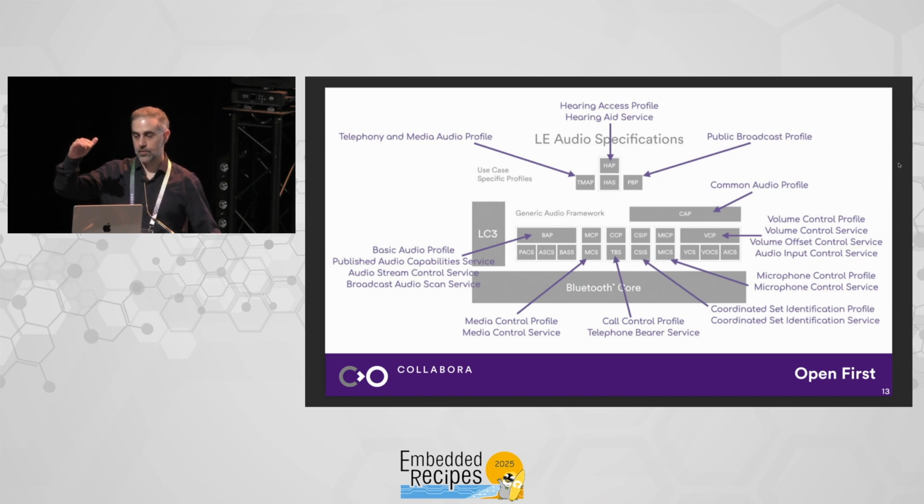and then on top we have the Common Audio Profile, which is like a collection of specifications, and some use case specific profiles. We have the Telephony and Media Audio Profile, specifically for devices that implement either telephony or media or both, like a mobile phone. And then we have the Hearing Access Profile for hearing aids. So hearing aids are now part of the main standard. And we have the Public Broadcast Profile, which enables a new, very interesting use case, the use case of broadcasting audio to multiple receivers.